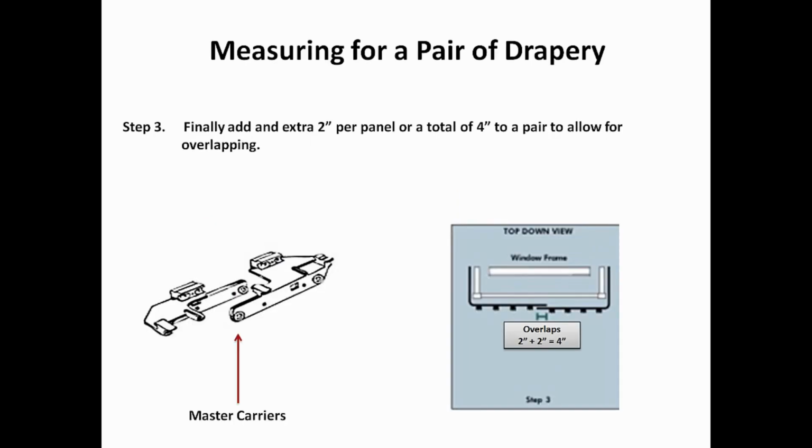Now, in addition to the returns going back to the wall, we also have a thing called overlaps. And what I'm trying to show you here is that we add 2 inches per panel or 4 inches to a pair to allow for overlapping. So on a drapery hardware that has corded traversing, which you'll see is what we call master carriers that are kind of over here on the left-hand side of your screen, they're designed so that they will kind of crisscross or overlap each other in the center. So over on the right, on the top-down view, what you can see is what we're doing on this pair of drapery, we're adding an extra 2 inches in width per panel, so that allows a minimum of 4 inches of overlapping in the center.